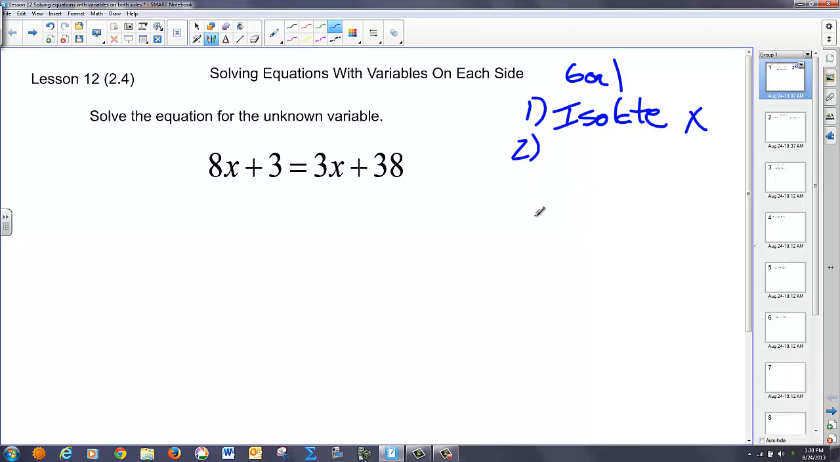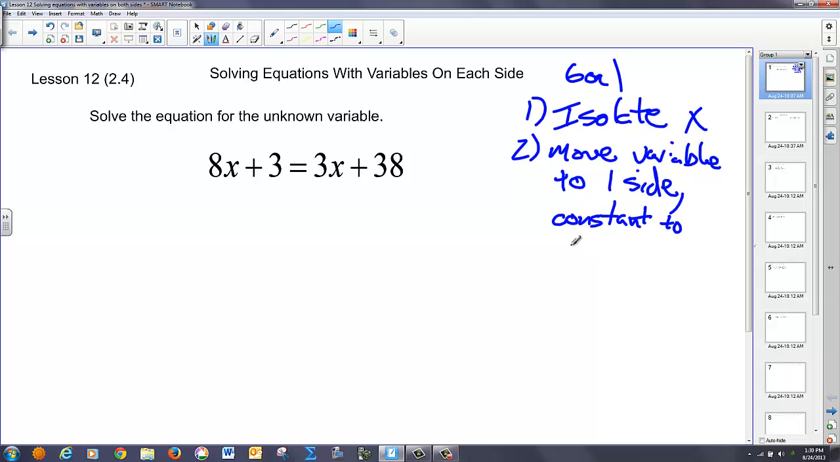Secondly, in order to do that, what I prefer to do is move variables to one side and what I call constants to the other. And third, I try to keep the variable coefficient positive.